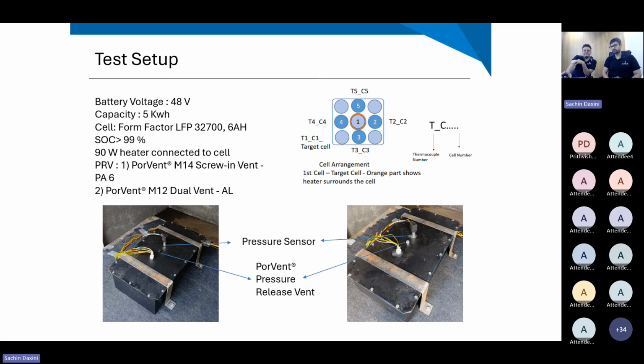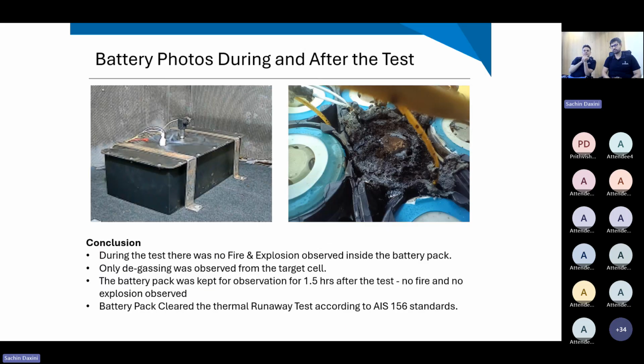On the right hand side, we can see the target cell location. The target cell is the central cell of the battery pack. That was targeted and externally heated until it underwent thermal runaway, TR. After it went into TR, the performance of the vent can be seen. On the left hand side picture, we can see the degassing happening from the vent. That white smoke we can see from the vent in the center of the battery pack. That is degassing happening.